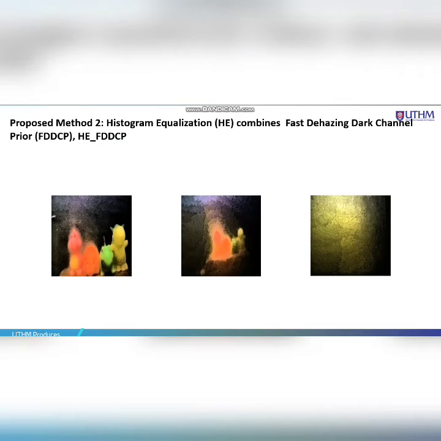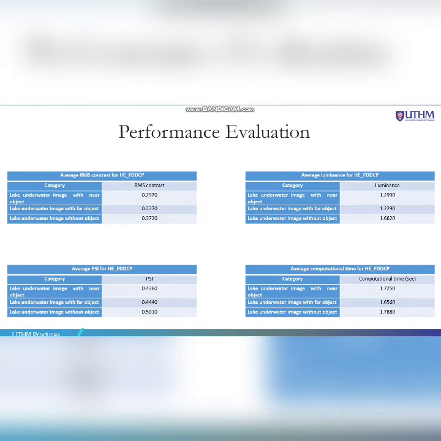And now we go to method 2, which is the combination between histogram equalization combined with fast dehazing dark channel prior. As you can see, this is the result after doing this combination, for visual inspection of the three condition test images, and then this is the performance evaluation, which is RMS contrast.